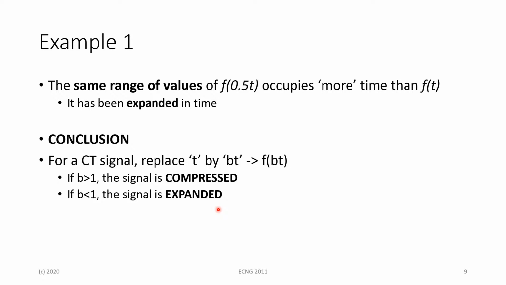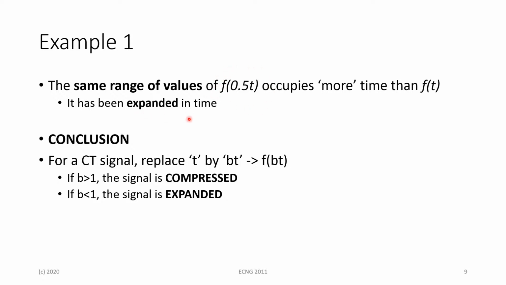The importance of compression and expansion of a signal comes if you intend to observe particular properties of the signal itself. I'll give you a physical example, say an audio signal. The expansion and compression of an audio signal determines the playback speed of the audio. When you say you want to listen to an audio at half of its usual speed, that means you're doing f of 0.5t of that audio signal.